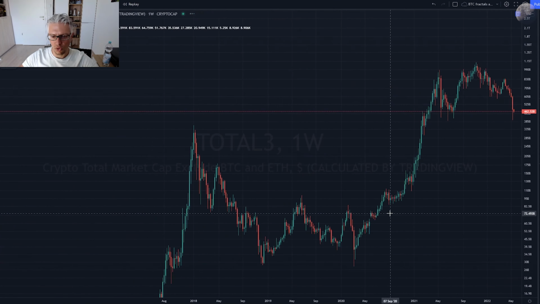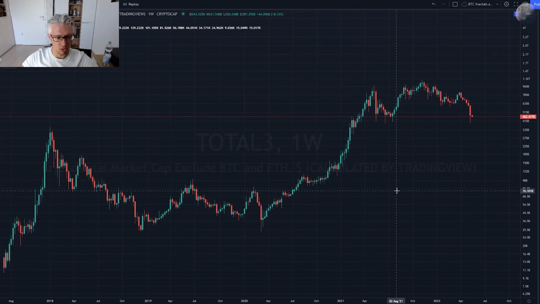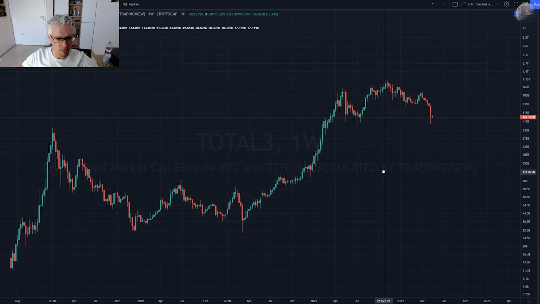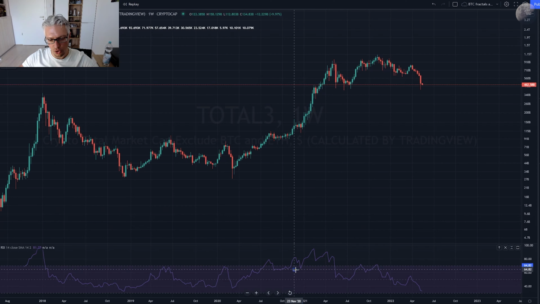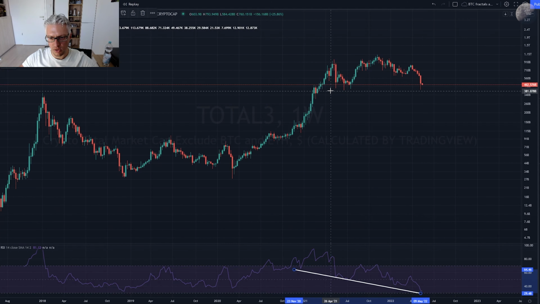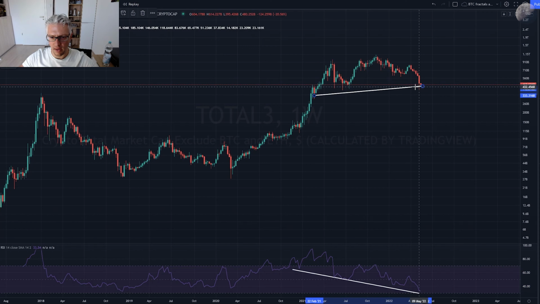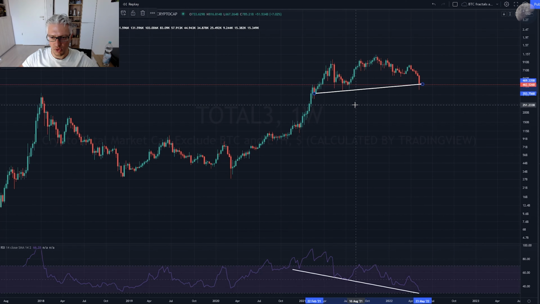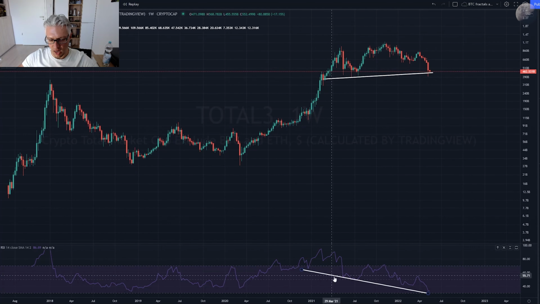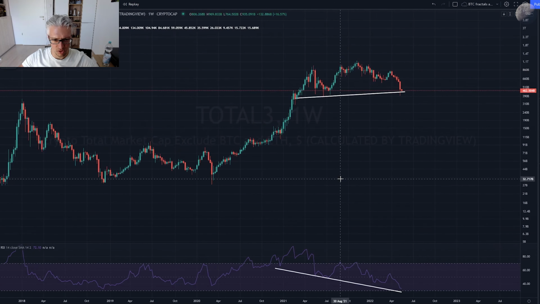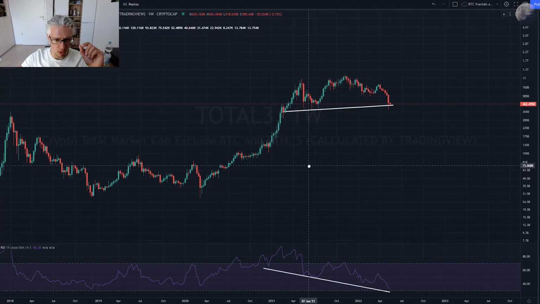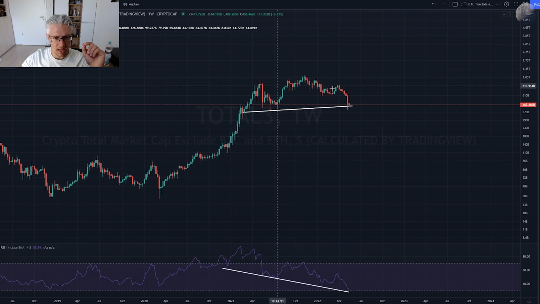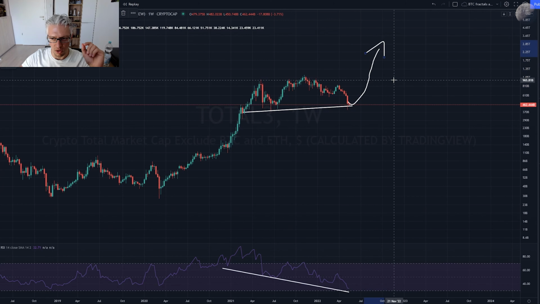Well, for altcoins here is the total three, so all altcoins excluding Bitcoin and Ethereum. The RSI is giving us a crazy hidden bullish divergence. It's insanely strong, right? We have higher lows here, or at least lows that are almost constant, but the RSI is making insane lower lows, which is a super strong hidden bullish divergence. So I'm pretty sure that the altcoins are poised for another pump. And as soon as Bitcoin will start recovering, this thing here will go much higher.